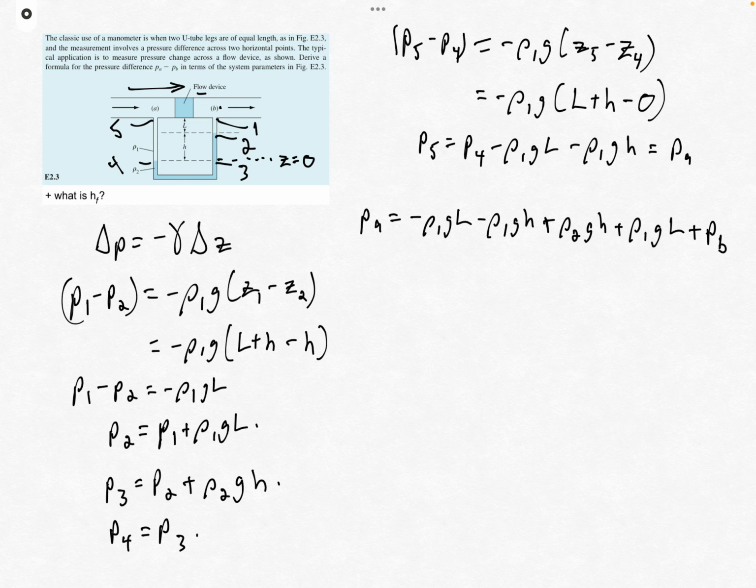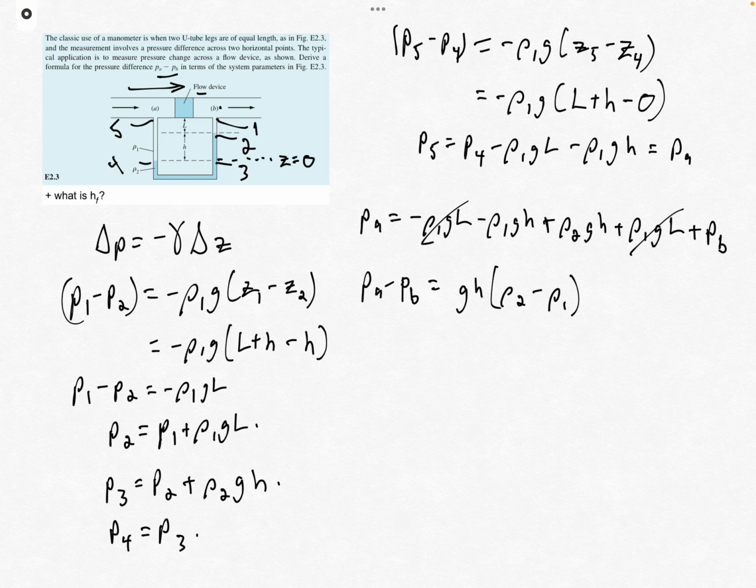And we can see here that we have rho 1, we have minus rho 1 GL plus rho 1 GL, so these things drop out. I'm going to bring my PB over to the other side, so I'm trying to find the pressure difference, PA minus PB. So we have PA minus PB is equal to, I have this common term of GH, so I'm going to write this out as GH times rho 2 minus rho 1.